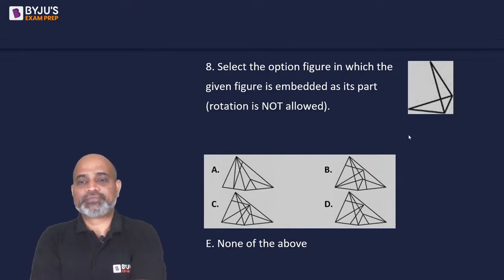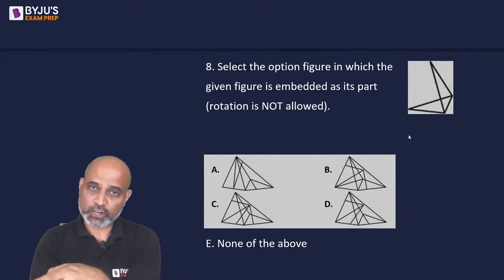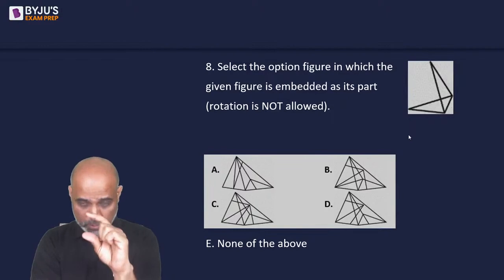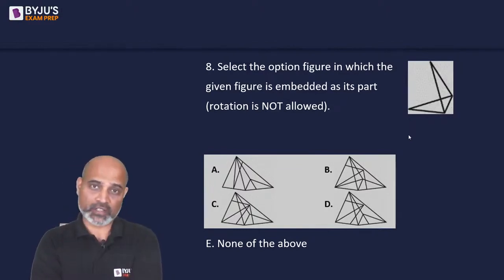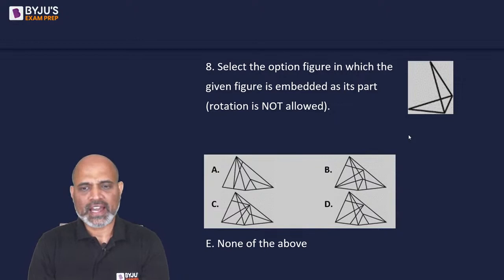Okay, next question. So we need to find this particular shape from the given options wherever it is embedded. The condition is rotation is not allowed. So आप उसको ऐसे नहीं, आपको same वही figure ढूंढना है, ठीक है? जासूस बनना है आपको. So where do you think you will find this? Excuse me. Where do we have this?